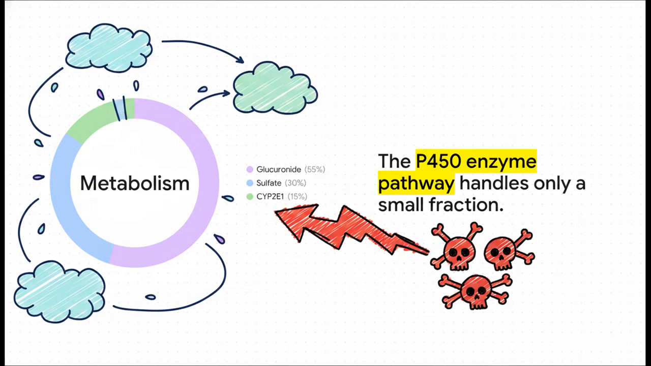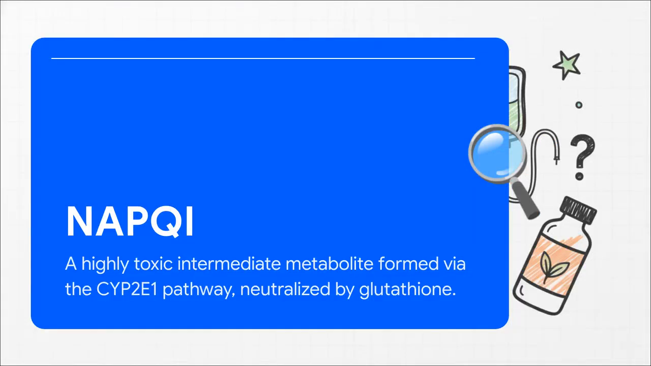To really grasp the toxicity, we need to understand how the liver actually processes this drug. As you can see in this breakdown on screen, under normal conditions, the vast majority of paracetamol is safely metabolized. 55% is handled by glucuronide conjugation, and another 30% goes through sulfate conjugation. It's this remaining, seemingly tiny, 15% that is shuttled through the P450 enzyme pathway. And right there, that 15%, is where the clinical danger lies. Because that pathway produces something called NAPQI. This is a highly toxic intermediate metabolite.